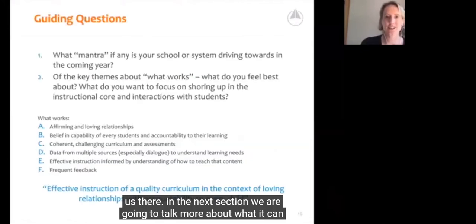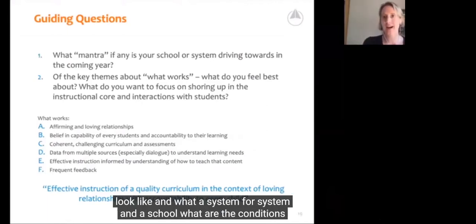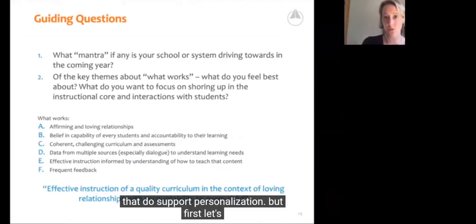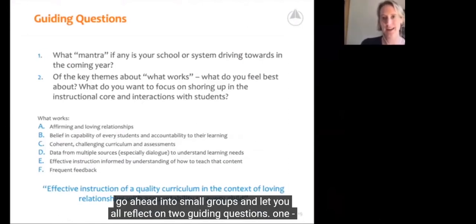In the next section, we are going to talk more about what it can look like and, for a system and a school, what are the conditions that do support personalization. But first, let's go ahead into small groups and let you all reflect on two guiding questions.